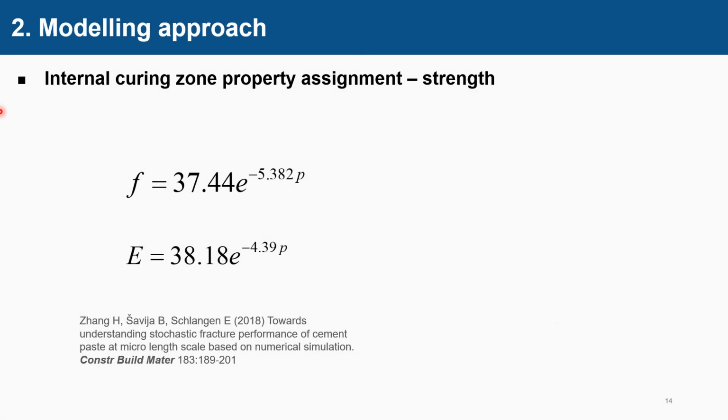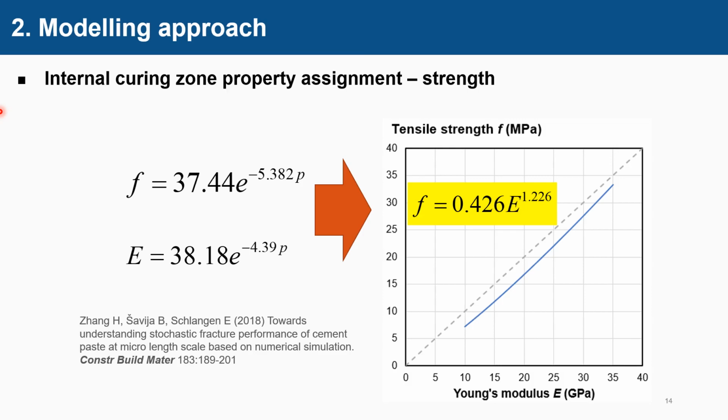What about the strength? Well, the relation between strength and capillary porosity has been well established. So has the relation between Young's modulus and capillary porosity. Based on these relations, we correlate strength and Young's modulus and find the curve is very close to the line of equality.